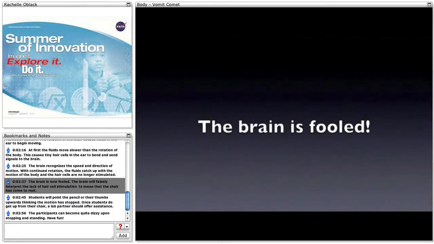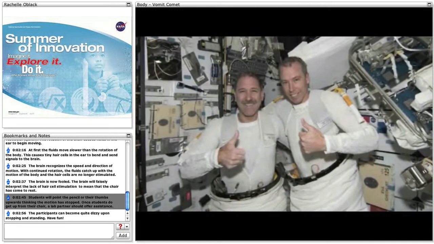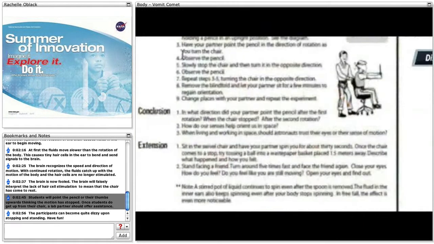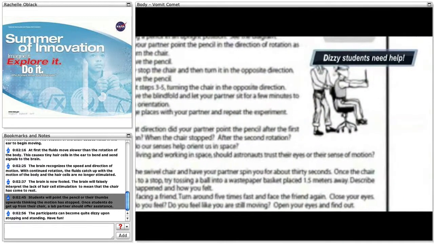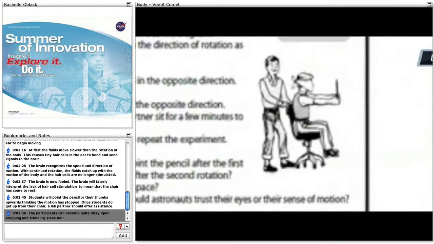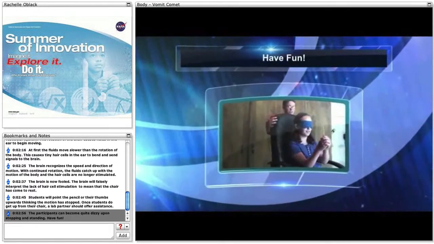The brain will falsely interpret the lack of hair cell stimulation to mean that the chair has come to rest. Students will point the pencil or their thumbs upwards thinking the motion stopped. Once students do get up from their chair, a lab partner should offer assistance. The participants can become quite dizzy upon stopping and standing. Have fun!